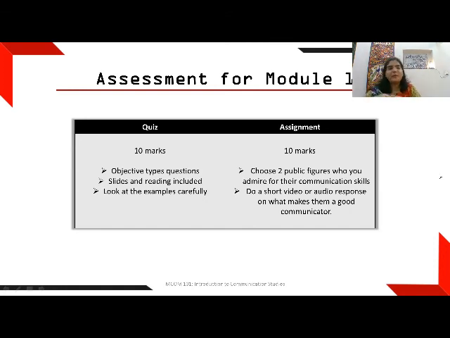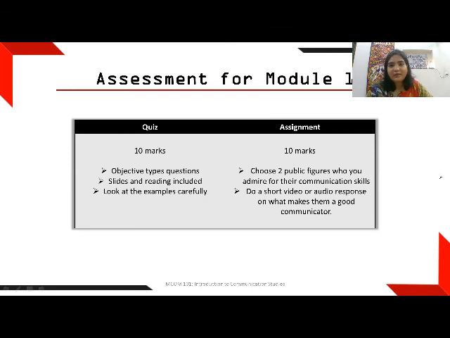Mention 2 public figures, could be anybody: politicians, sports persons, showbiz personalities, singers, anybody, right? Even motivational speakers and whoever you like. So you can choose any 2 public figures and you have to give a response. And of course, the assessment is going to be on how well you have responded to that, how much you know about them, and whether what you like in their communication is actually required in communication skills or not.